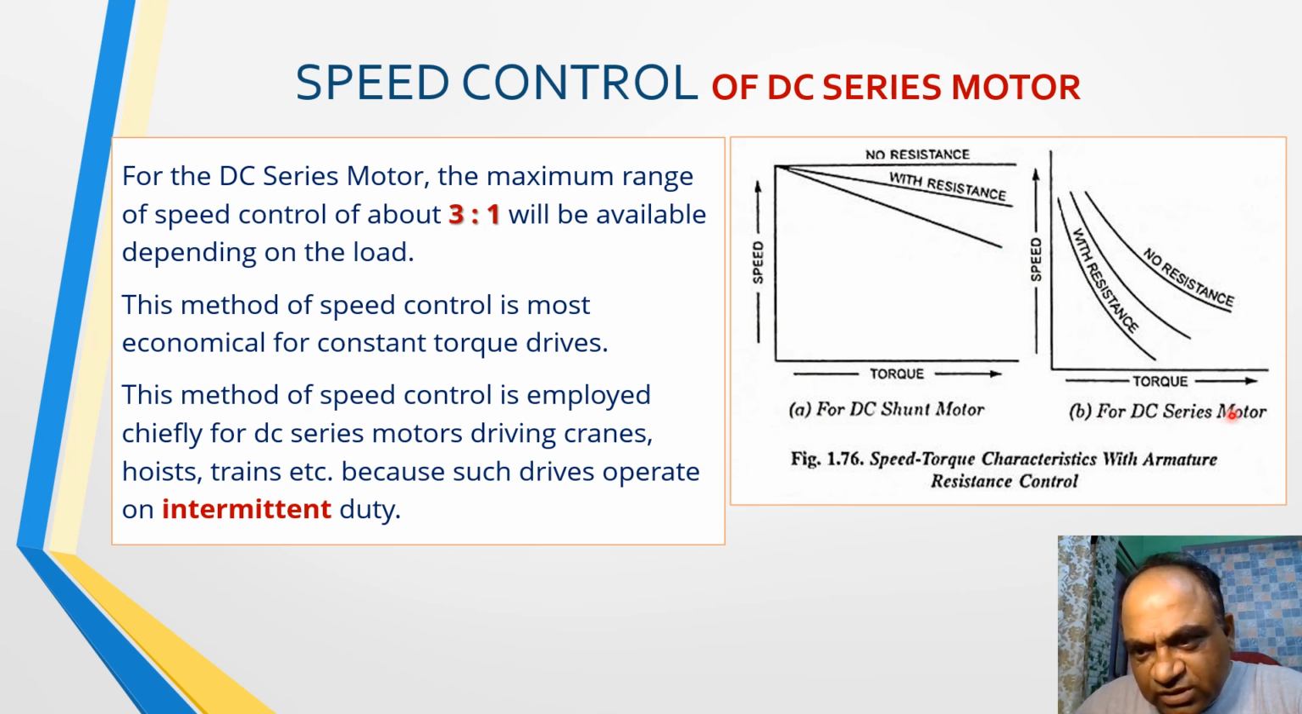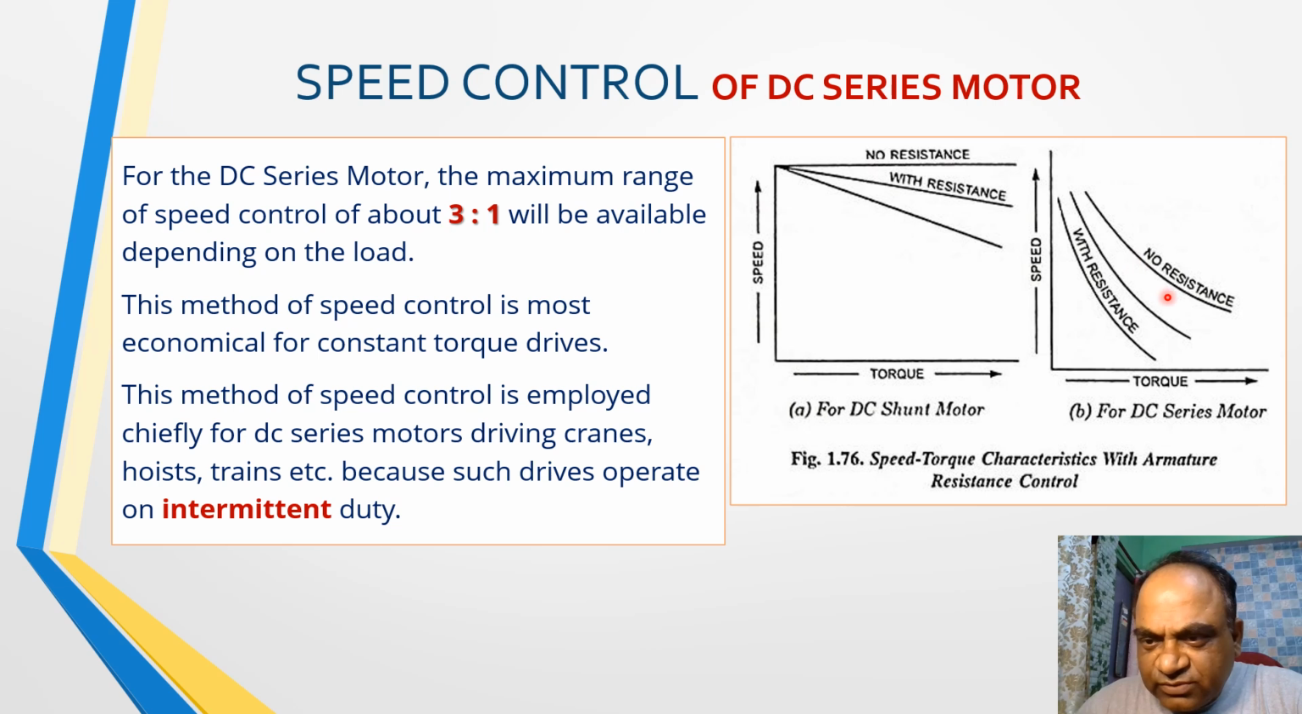For the DC series motor, this is the characteristic. The speed increases very drastically in this case, as the field is also weakened at the same time when you insert the resistance in series with the armature circuit, because armature and field are both connected in series. As the current through the armature is reducing, so is the current through the field winding. So that is weakening the field and achieving the higher speed.